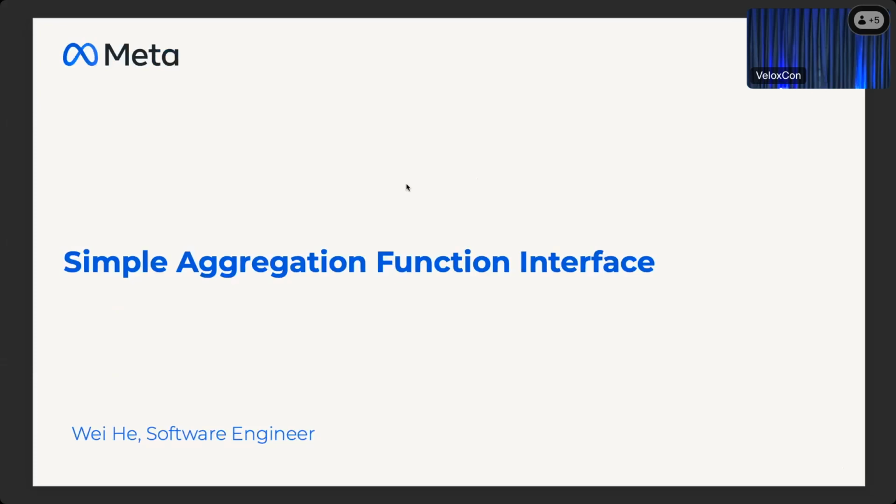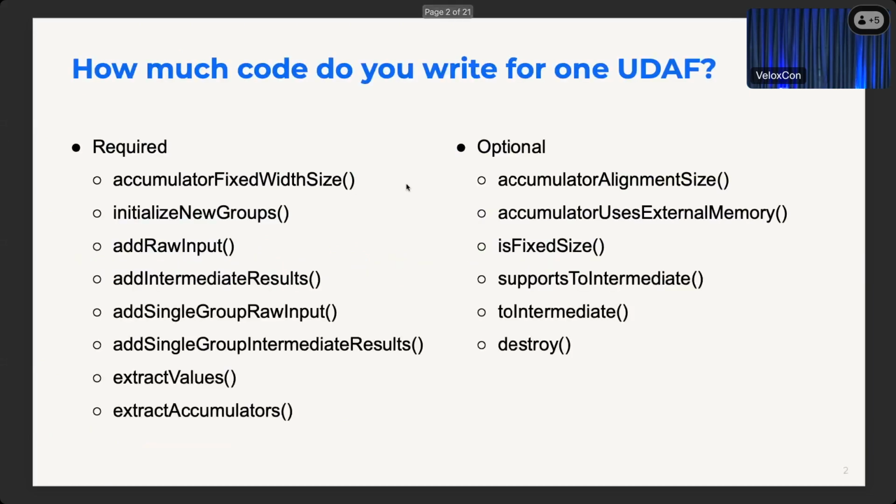We recently have added a simple function interface for aggregation functions. It has been adopted by a few people. So today I would like to give a formal introduction about this interface to the broad audience at VeloxCon. So the first question you may have in mind is, there is already a way to implement aggregation functions in Velox. So why do we need a new interface?